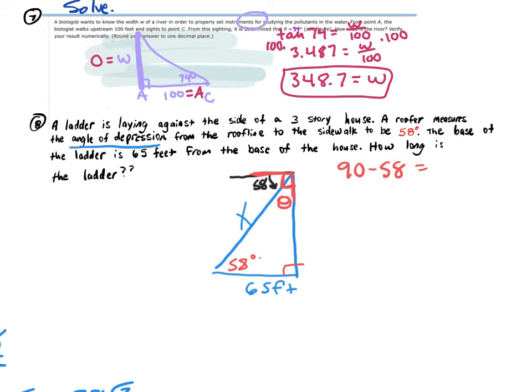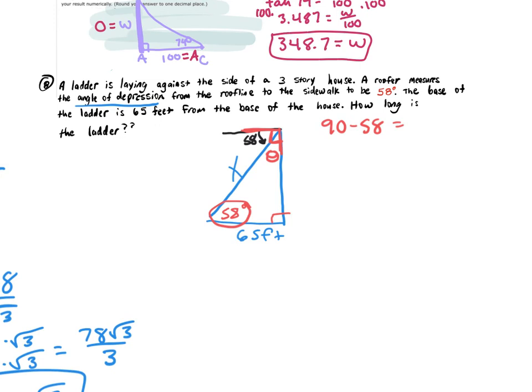So if we used this one as 58, then 65, this is our theta. 65 would be opposite or adjacent? Adjacent. And then x would be the hypotenuse. So then what involves adjacent and hypotenuse? Cosine. So we can do the cosine of 58 is equal to 65 over x. So then we would need to use our calculator to find the cosine of 58.